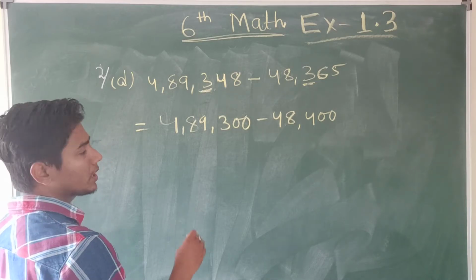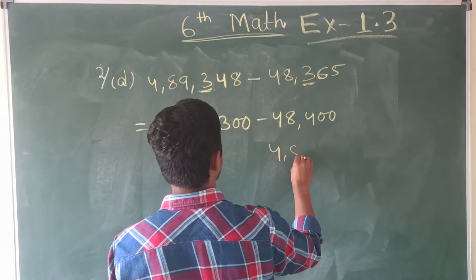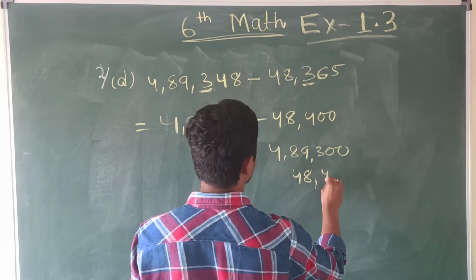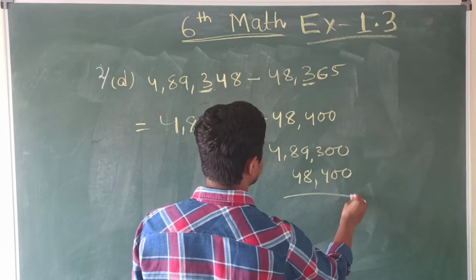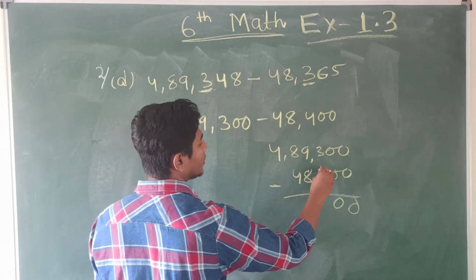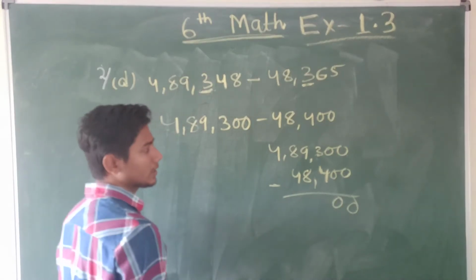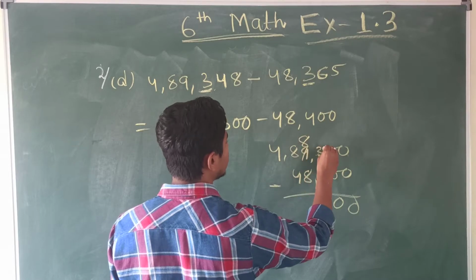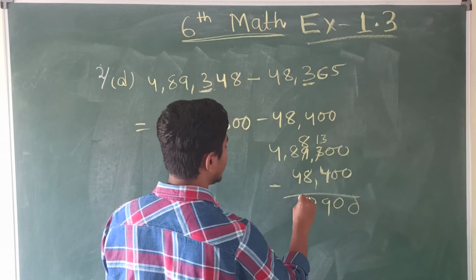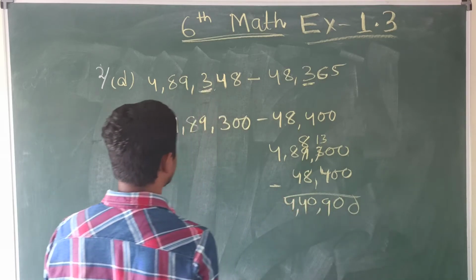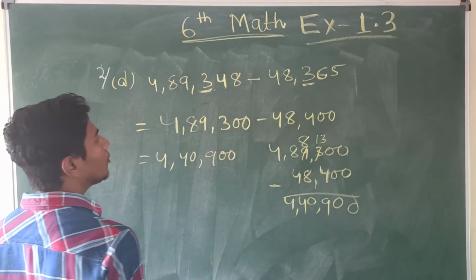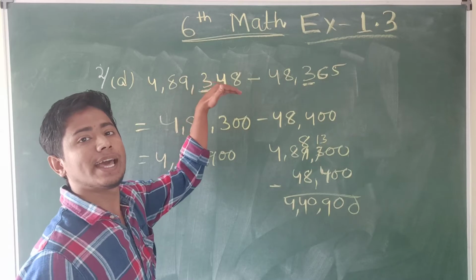If you don't able to subtract direct, then write 4,89,300. Then 48,400. 0, 0, 0, 0. Do subtraction. Here 3, here 4. 4 is more than 3. So you can't subtract. So you carry from here. It becomes 8, it becomes 13. 13 minus 4, 9. 8 minus 8, 0. 8 minus 4, 4. Here 4. So what is your answer? 4,40,900. When you rounding this number to nearest 100.